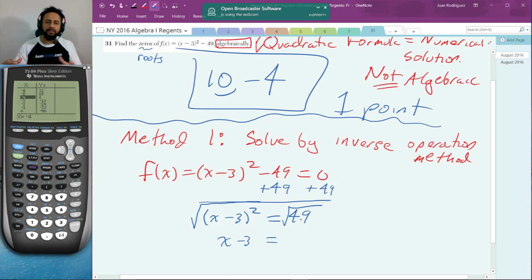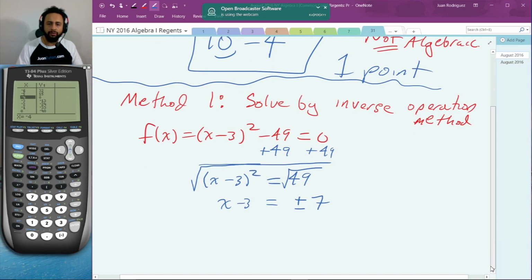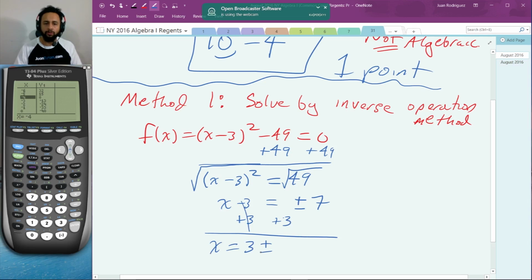For every positive number, there are 2 square roots of that number, the positive square root and the negative square root, and we do have to consider both, because if we're undoing an operation, there's nothing to tell us whether the square root of 49 was the positive 7 or the negative 7, and in fact it does give us 2 perfectly valid solutions, so we do have to do that. Plus 3, okay, and then x equals 3 plus or minus 7.